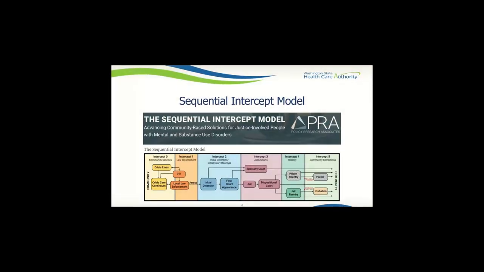Okay, so for those of you for whom this is your first webinar, we have been providing these webinars since January of 2020. The overall focus has been to identify and provide information along the stops of the sequential intercept model. The very first presentation was on the sequential intercept model, which Policy Research Associates was gracious enough to present back in January. Today, we're going to be talking about specialty courts or therapeutic courts or treatment courts or even problem-solving courts, which, as you can see on the slide, is on Intercept 3.